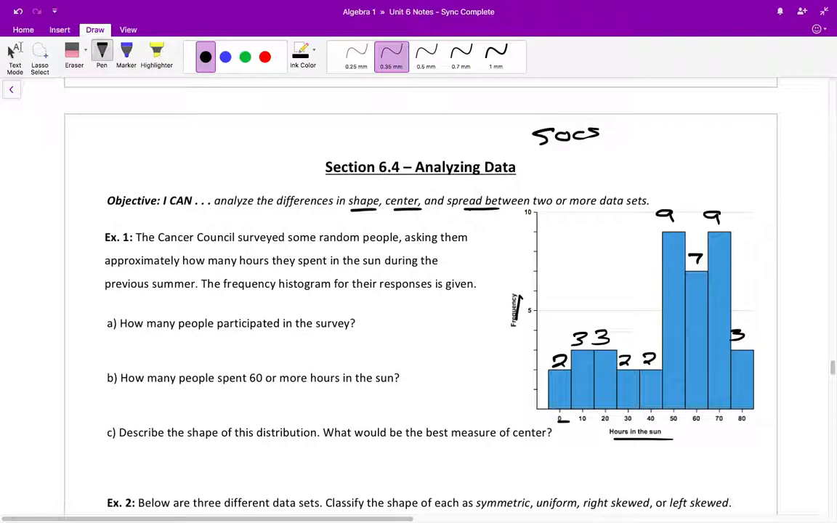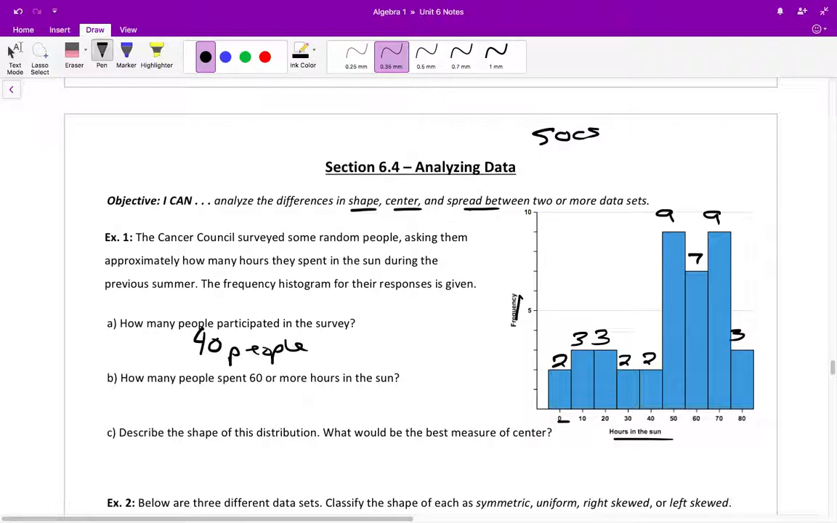In order to figure out how many people participated in the study, you would add all those numbers up. So let's see, 10, 19, 28, 30. It looks like there were 40 people who participated in the study.